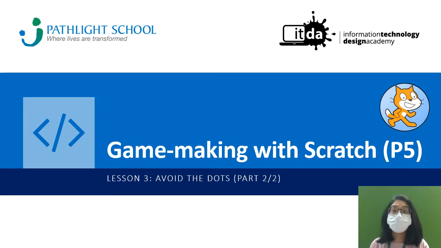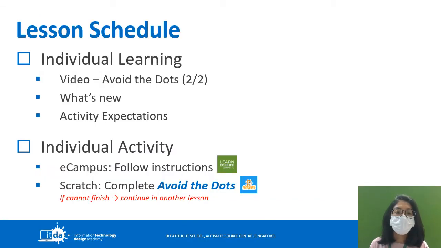Okay, let's check our schedule first. So for today's lesson schedule, in this video we're going to do individual learning. So you're going to watch a short clip of today's Avoid the Dots part 2 of 2 project, so how it should look like at the end of today. I'm going to introduce to you what is new about today's part of the project, and I'm going to give you some expectations for your individual activity later.